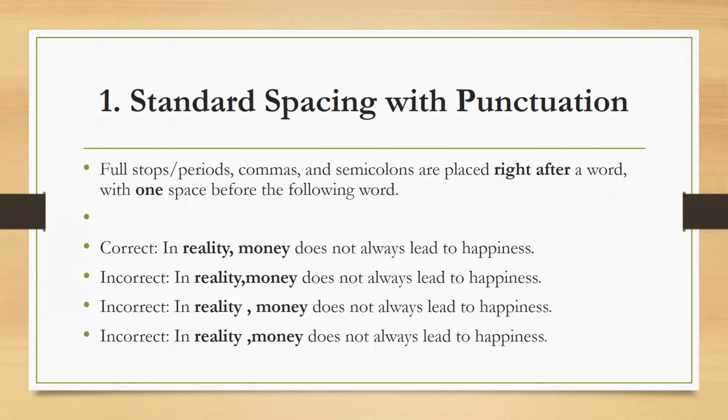The next three are incorrect. Now look at it closely. I'm reading all the three. In reality, money does not always lead to happiness. And I'm telling you, the last three are all wrong sentences. It's just the first one that is correct. Who can identify why?